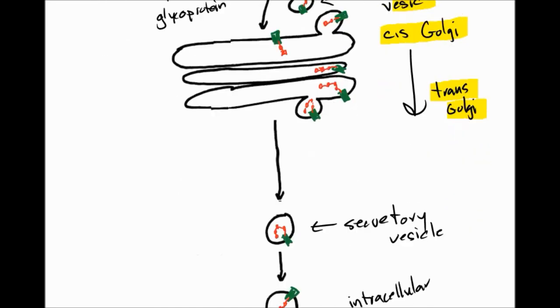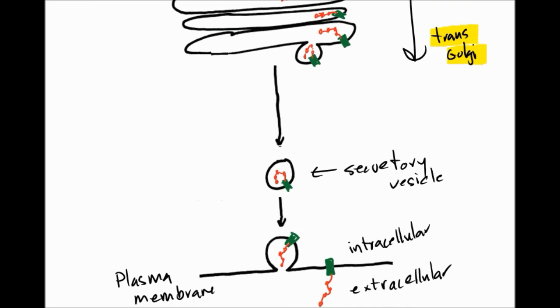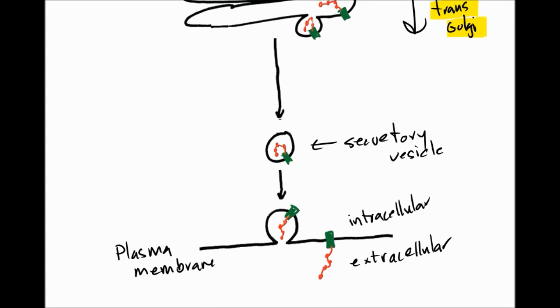It is packaged into a secretory vesicle, and the secretory vesicle fuses with the plasma membrane such that this transmembrane glycoprotein, which has a portion that faces intracellular and a portion that faces extracellular, has carbohydrate additions only on the portion that faces the extracellular side. And this is how the cell is able to have transmembrane proteins in its plasma membrane. For example, any of those channels or transporters or the sodium-potassium pump, this is how it all gets there.